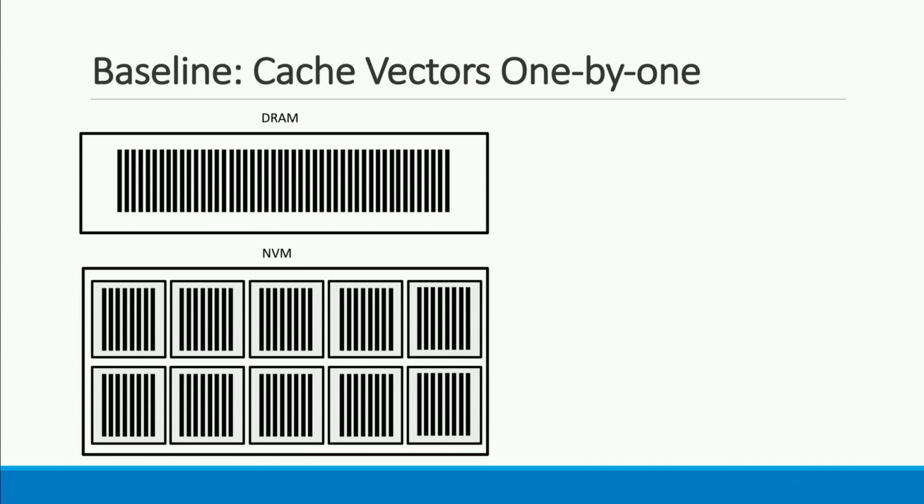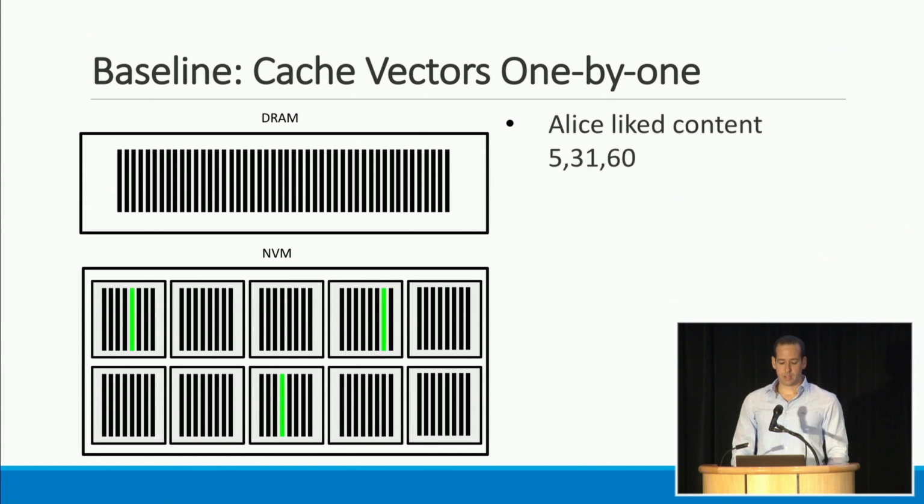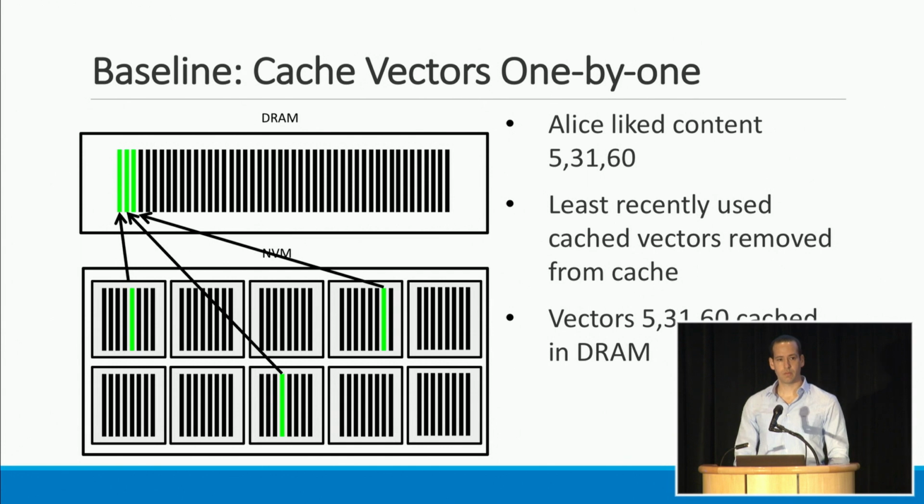The first naive policy we considered, which we call the baseline policy, is to simply cache the vectors one by one. So the lines that we see here represent the embedding vectors, and the squares inside the NVM represent the NVM blocks. If a user liked a content that is associated with these 3 green embedding vectors, we first make room for them in the cache by evicting other vectors, and then we simply read these 3 vectors and allocate them to the cache.